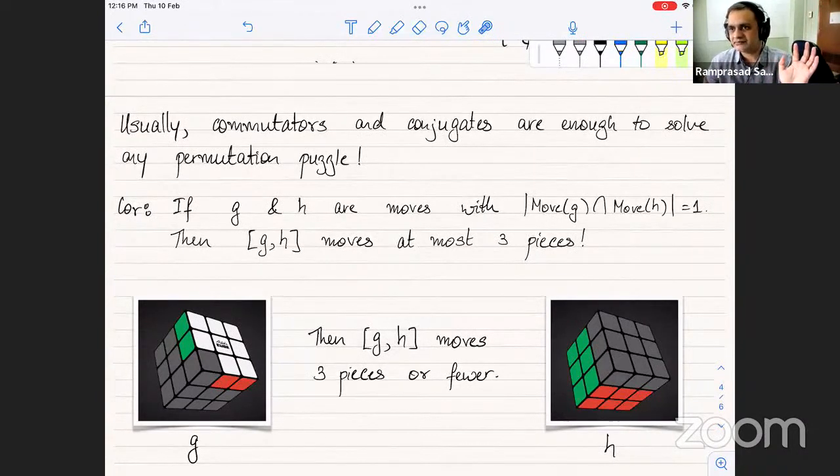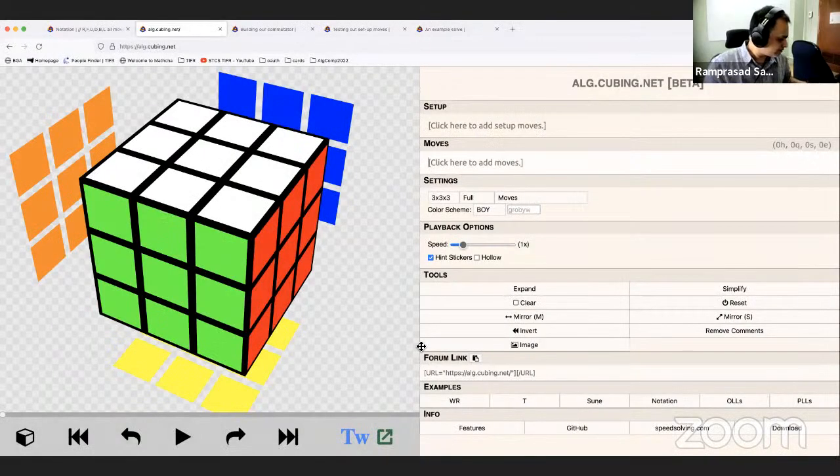Okay, so let's see this in action. So I'm going to stop. Maybe I'll just start sharing here. That should stop the other thing. I want to continue. What do we want to share? Can someone, are people able to see this thing that has alg.cubing.net? Yeah.